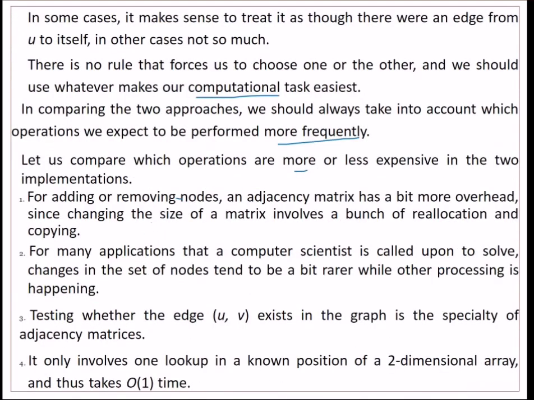And for many applications that we want to solve, changes in the set of nodes tend to be a bit rarer while other processing is happening. And testing whether an edge from one node to a second node exists in the graph is the specialty of adjacency matrices. It only involves one lookup in a known position if you have a two-dimensional array, and that will only take order of one time.